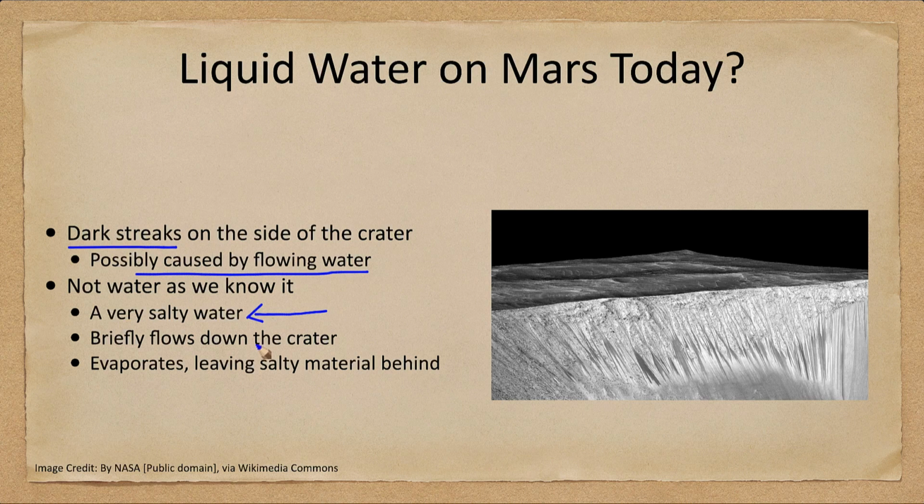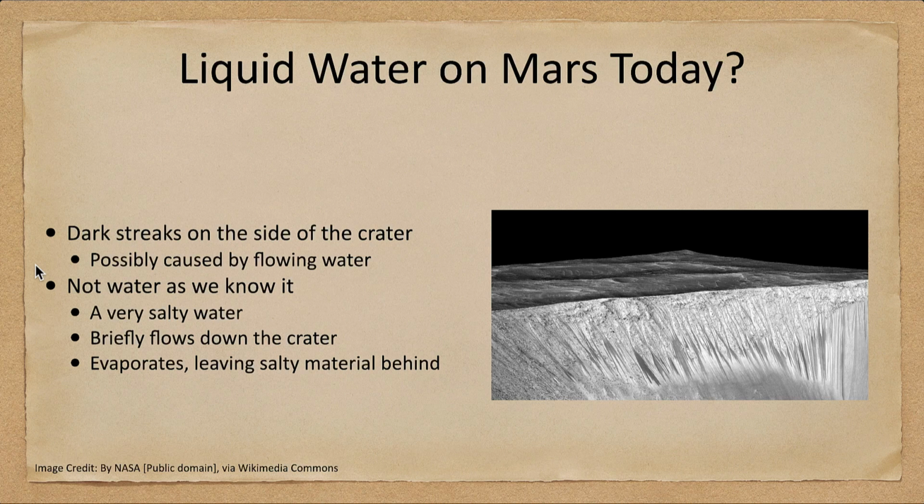That would flow down, and would flow down only part way before it quickly evaporates, just leaving the streaks of the salty material behind. So could there be flowing water on Mars? Yes, but it would not be anything like water we would recognize here on Earth. So we do know that water has existed on Mars in the past. And that kind of leads us to ask: could there be some kind of life on Mars?